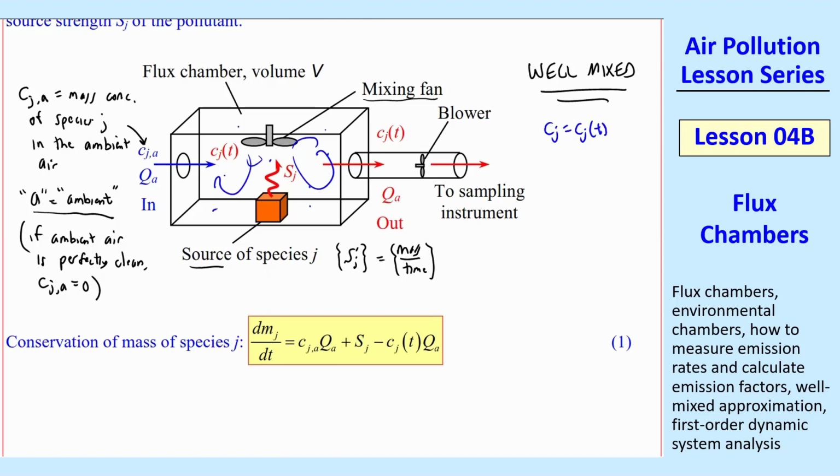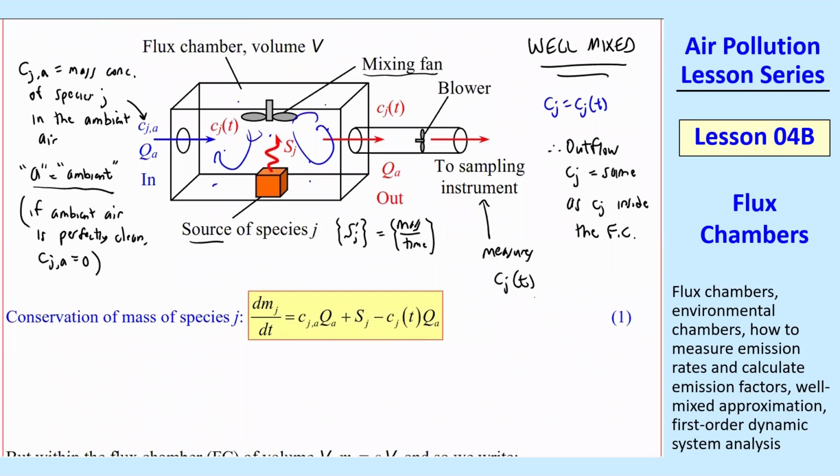Now that, of course, is an approximation, because if you're right near the source, it's going to be a much higher concentration. If you're right near the inlet here, it's going to be a much lower concentration. But we're ignoring those points and saying that everywhere inside here, it's just a function of time. And then whatever comes out is kind of the average of the whole room, and that's what you're measuring with your instrument. So that's what we mean by well mixed, and that's an important approximation that we will make a lot in this course. So the bottom line is that the outflow CJ is the same as the CJ inside the flux chamber. And then finally, the sampling instrument measures CJ as a function of time.